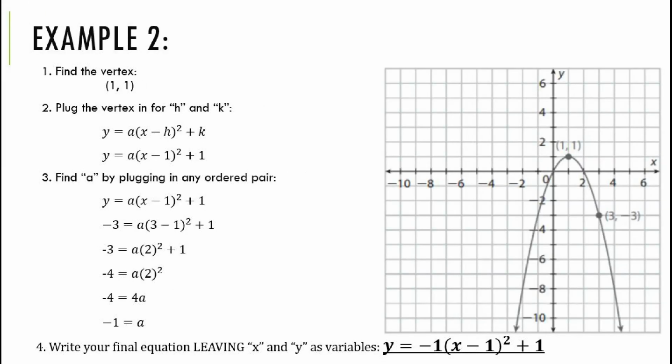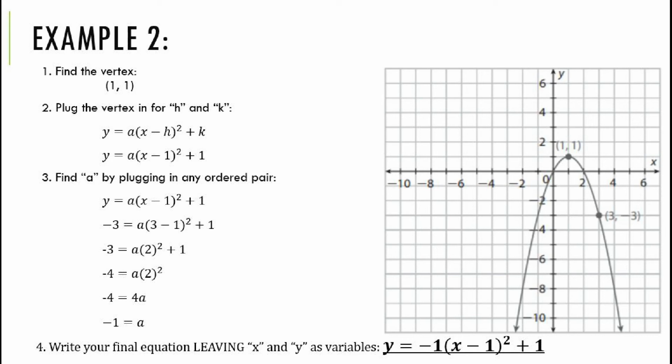So example 2, again, we're going to find the vertex, which is really easy. I just look, and there it is. It's a maximum vertex at the top of my graph. It's (1, 1). So I'm going to plug that in for h and k. Since these are both positive, it's really easy. Minus h stays -1, and plus k stays +1. So my new equation is y equals a times (x minus 1) squared plus 1.